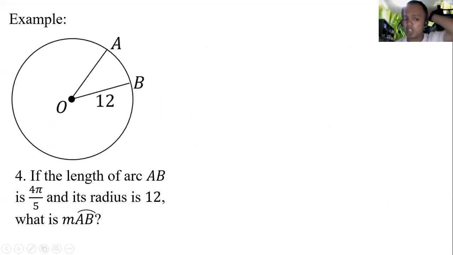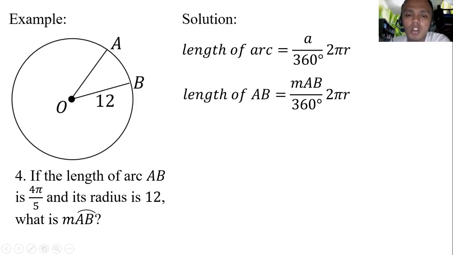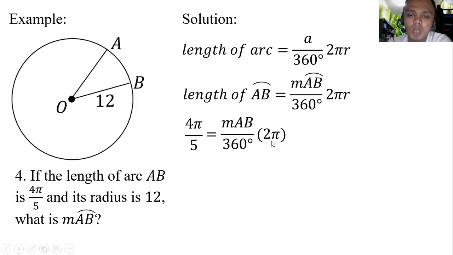Next, number 4. If the length of arc AB is 4 pi over by 5 and its radius is 12, what is the measure of arc AB? So this time naman, given yung length of arc AB at saka yung radius niya, ang hahanapin natin is the measure of arc AB. Again, by using this formula, no? Length of arc AB is equal to 4 pi over by 5. Then measure of arc AB is unknown over by 360 times 2 pi times your R here is 12.